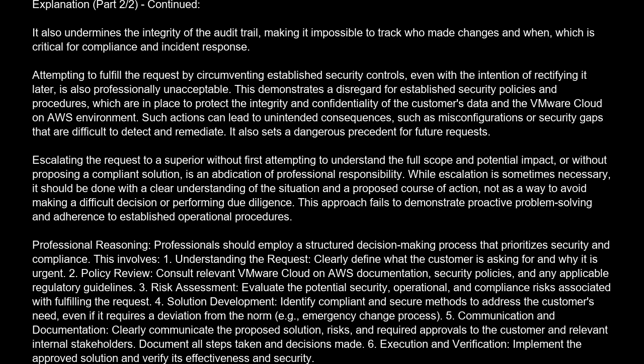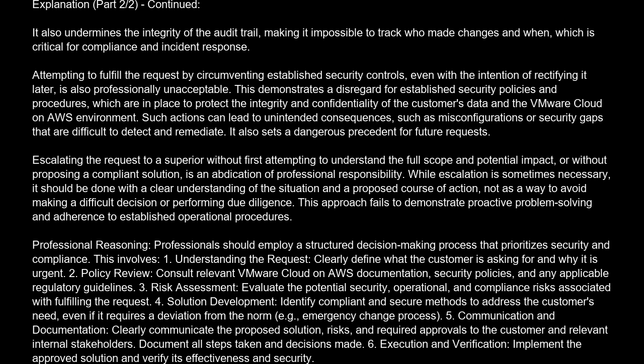Professional reasoning. Professionals should employ a structured decision-making process that prioritizes security and compliance. This involves: 1. Understanding the request. Clearly define what the customer is asking for and why it is urgent. 2. Policy review. Consult relevant VMware Cloud on AWS documentation, security policies, and any applicable regulatory guidelines. 3. Risk assessment. Evaluate the potential security, operational, and compliance risks associated with fulfilling the request. 4. Solution development. Identify compliant and secure methods to address the customer's need, even if it requires a deviation from the norm, e.g., emergency change process.